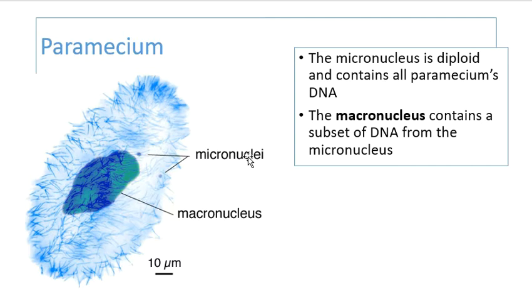This DNA is passed from one generation to another during reproduction, whereas the macronucleus contains a subset of DNA from the micronucleus. These DNA fragments are copied from the micronucleus because they carry genes that are frequently needed by the Paramecium for housekeeping functions. So genes in the macronucleus are actively transcribed to mRNA and then translated to proteins. The macronucleus is polyploid and contains multiple copies of each chromosome, sometimes up to around 800 copies.